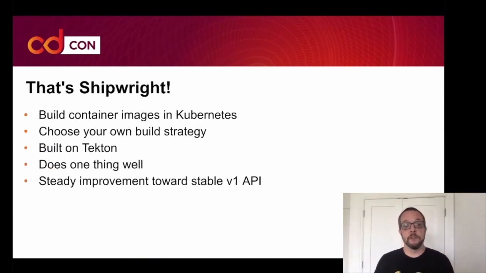So that's Shipwright. If you're in a hurry, this is the only slide you need. Shipwright will build container images in Kubernetes. You can choose your own build strategy. It's built on Tekton. It does one thing well, and we plan to steadily improve it toward a stable V1 API.